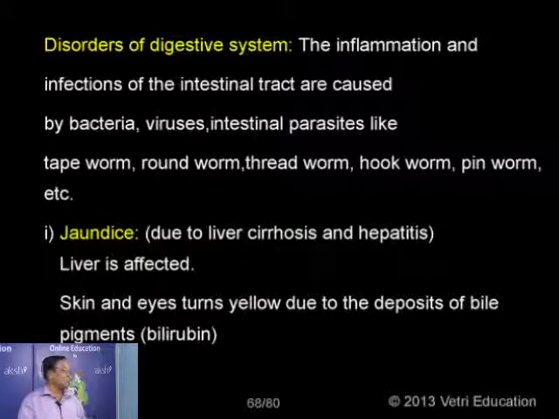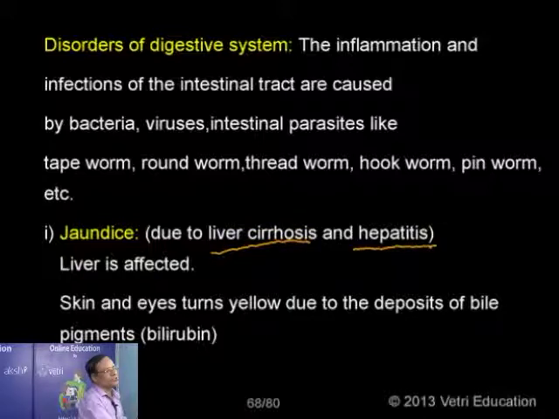You know that one, it is related to the liver. The liver is affected, leading to the jaundice condition because of two effects. One is what is called liver cirrhosis. Another one, hepatitis. So what is liver cirrhosis?